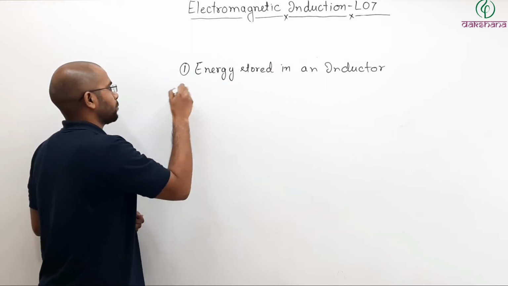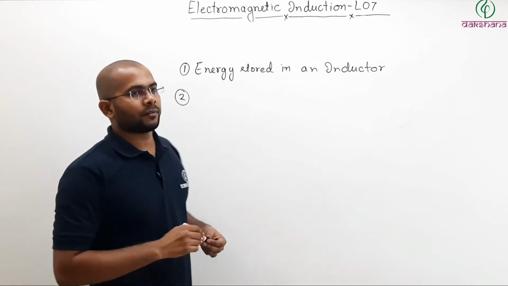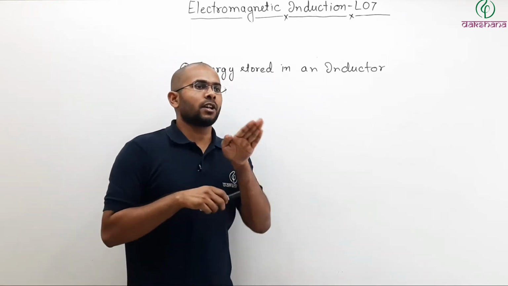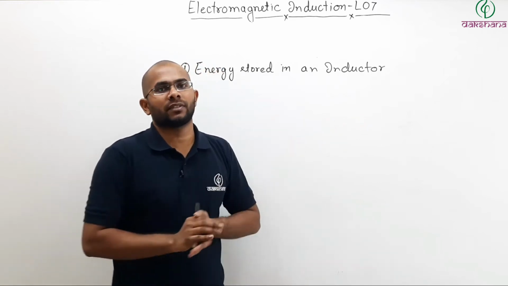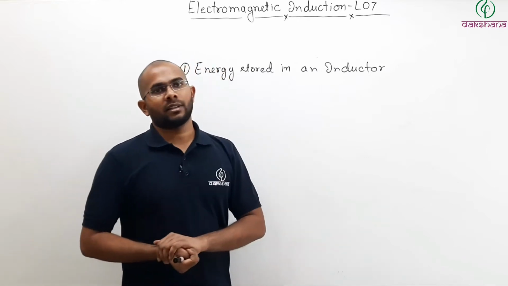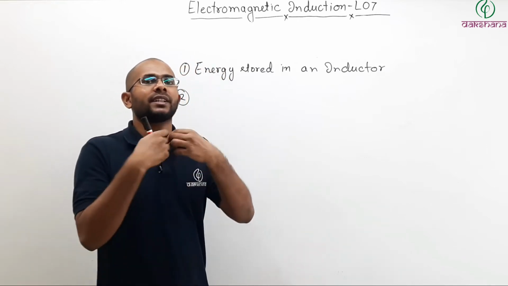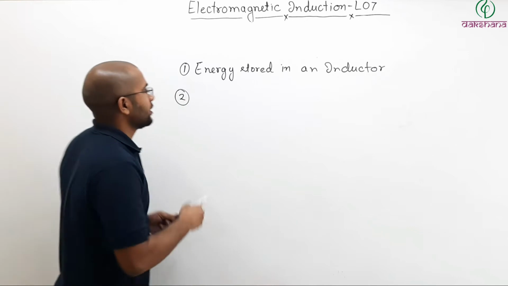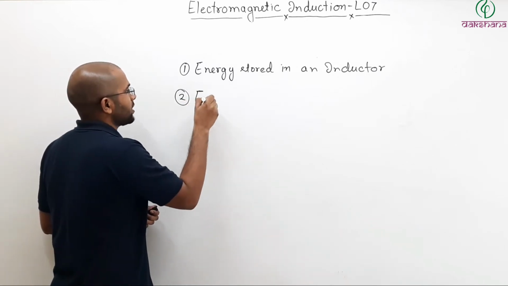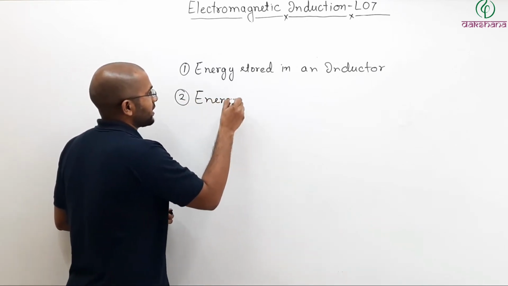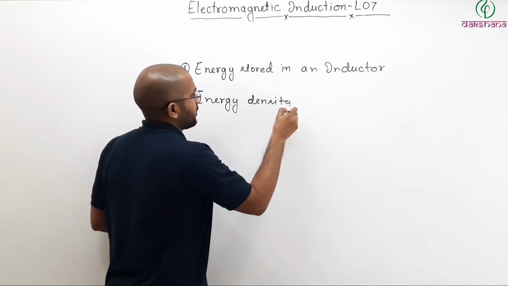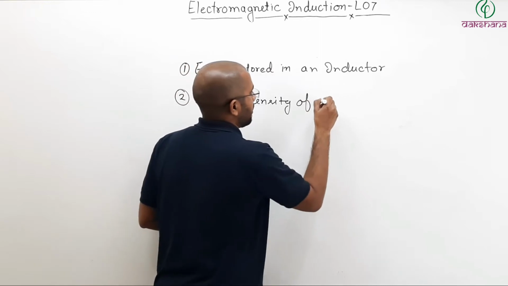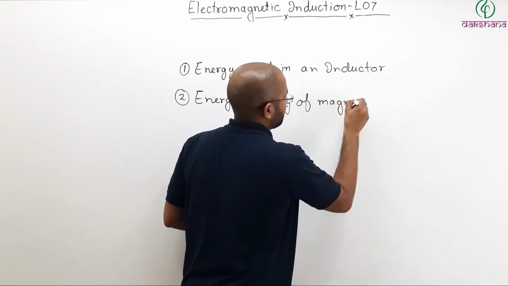Now the second topic. If you remember the case of capacitors, in the case of an electric field, there is some energy density of the electric field. The same is the case here. There will be some energy density of the magnetic field. So the second topic that we will talk about is energy density of magnetic field.